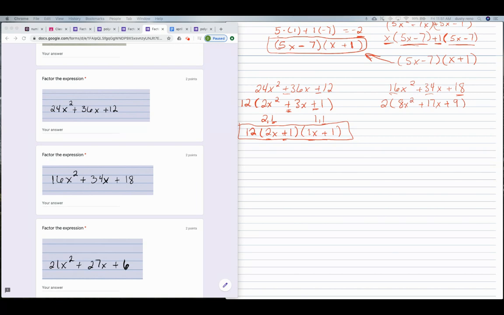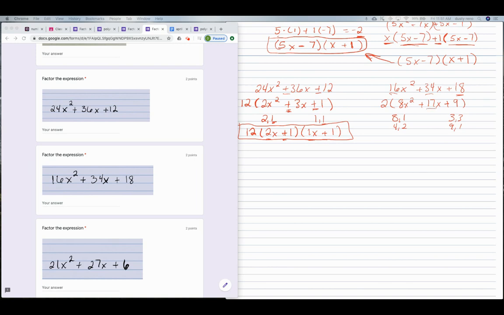Okay, next one, same thing. Look for the greatest common factor, which is 2 here. That leaves us with 8x squared plus 7x plus 9. So now we've got our factors of 8, which are 8 and 1, and 4 and 2. And for 9, it's going to be 3 and 3, and 9 and 1. Once again, we have 2 pluses, so that means they're both positive. And when we add them together, we should get 17.